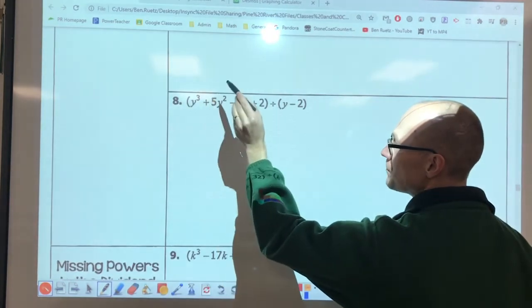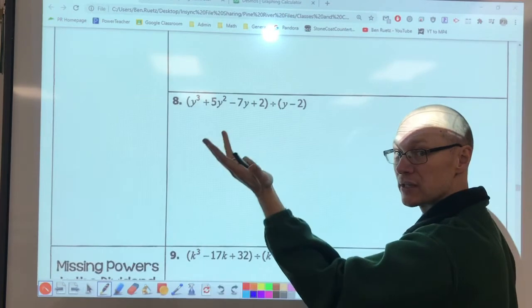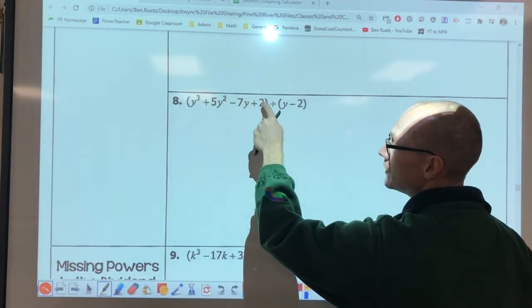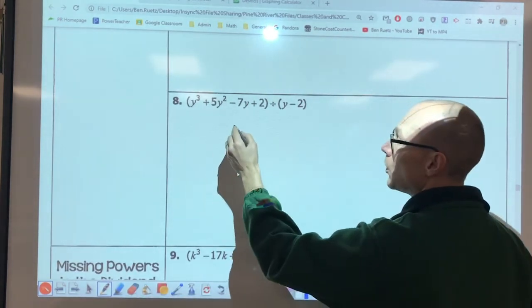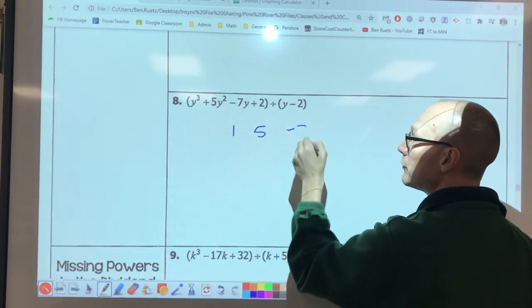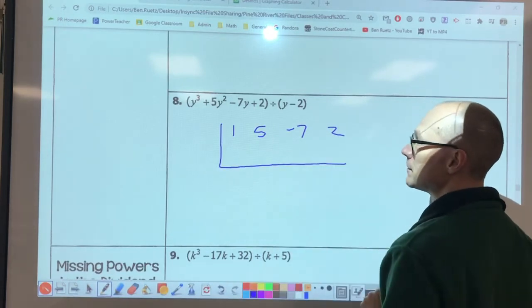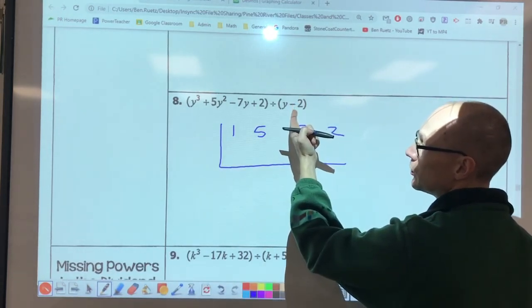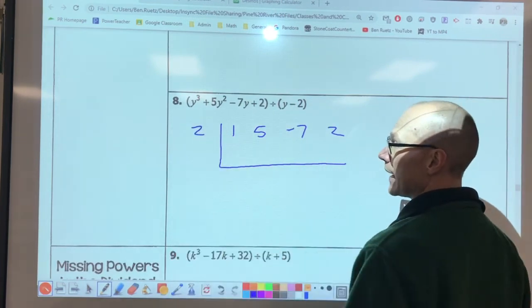The exponents descend. If these were switched around, you'd have to rearrange it. Otherwise, synthetic division would all be wrong. So I see that it's a 3, 2, 1, 0, and that's good. So I have coefficient of 1, coefficient of 5, coefficient of -7, coefficient of 2, and put a box around it. And if this were set equal to 0, I would find that it's 2. Or because it's a -2 here, I know that the opposite of that is 2.